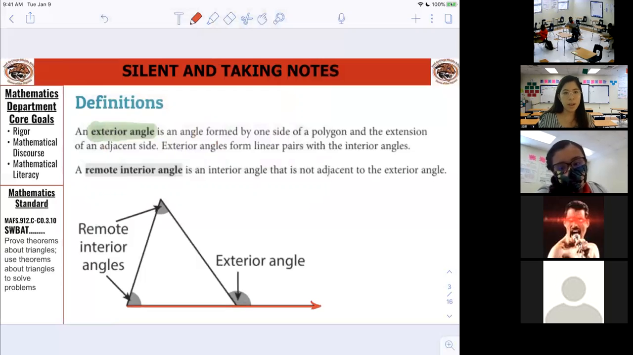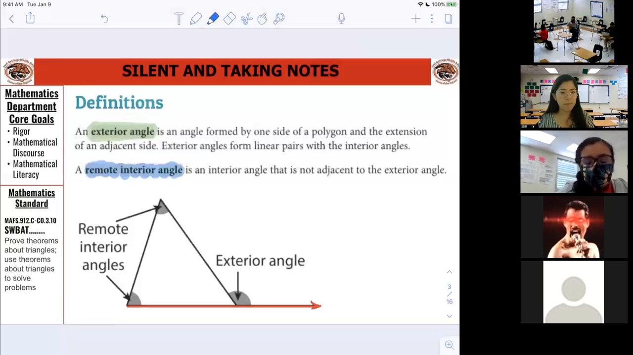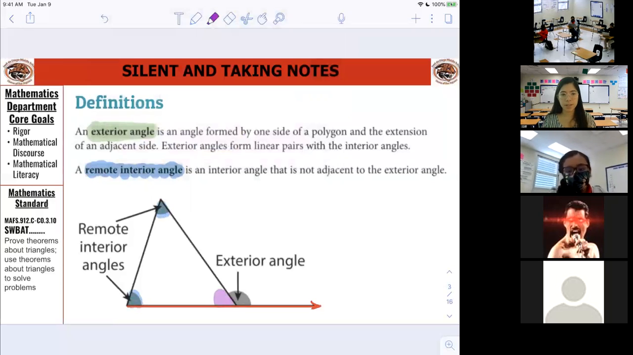And then finally, we have remote interior angles. Can I have another volunteer read for us remote interior angles? A remote interior angle is an interior angle that is not adjacent to the exterior angle. Right. So whenever you have an exterior angle, all the other angles would be remote. However, the one that's directly next to it, this interior angle right here, the purple one, would not be one of the remote interior angles, because remote is just the ones that are out of the way.